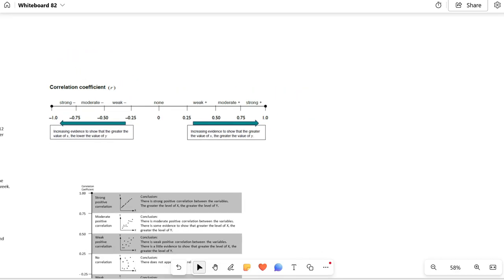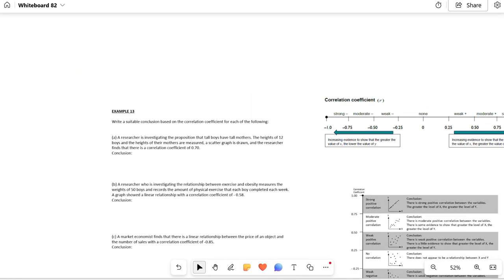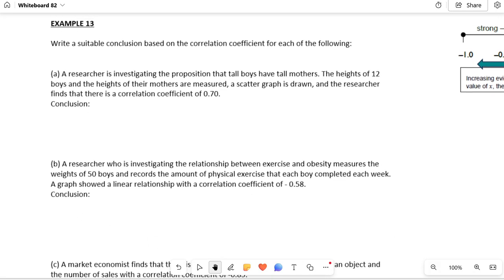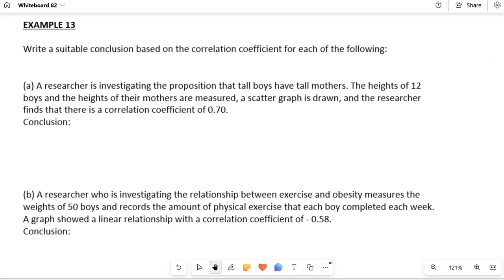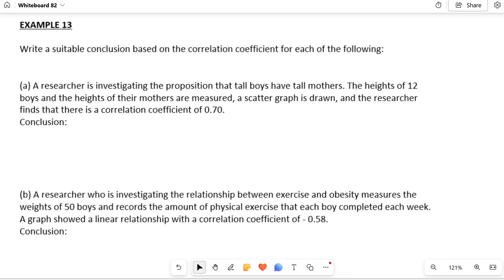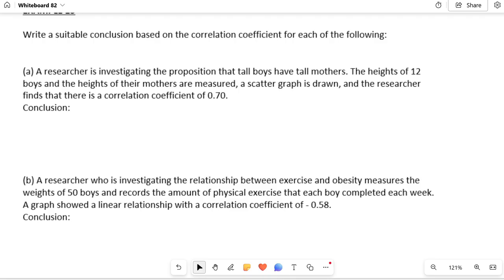Okay, so let's place the correlation for these situations here. I'm going to do the first one, then I want you to pause the video and try to write some sentences for part B and part C. Here we have a researcher investigating the proposition that tall boys have tall mothers. The heights of 12 boys and their mothers are measured.